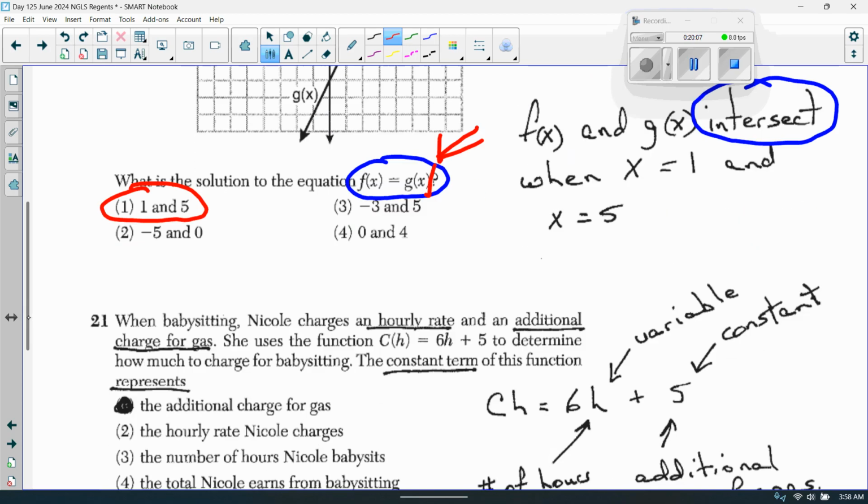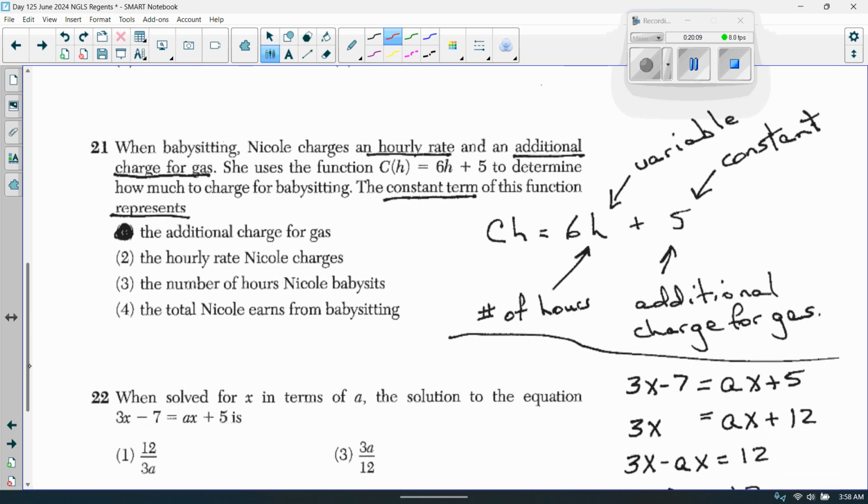Okay. Number 21. We're almost there. When babysitting, Nicole charges an hourly rate and an additional charge for guests. She uses the function C of H equals 6H plus 5 to determine how much to charge for babysitting, because this is obviously what babysitters say when they're asking for money. The constant term, that's the big CO word. The constant term of this function represents what? So let's remember what each thing is. The 6 is called a coefficient.